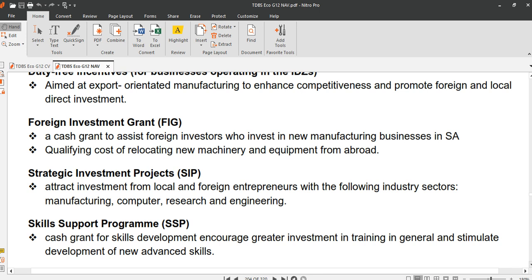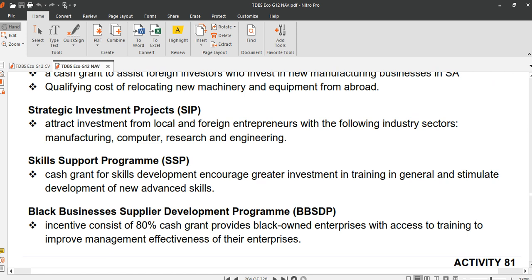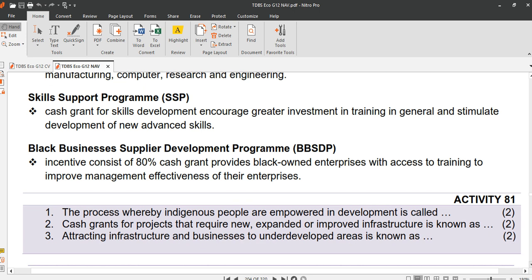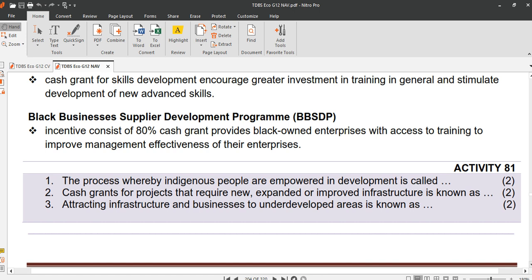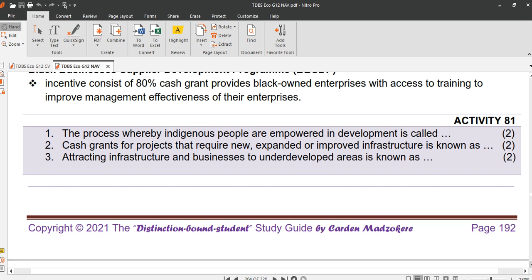Fifth incentive is Strategic Investment Projects, SIP. It attracts investment from local and foreign entrepreneurs in the following industry sectors: manufacturing, computer, research, and engineering. The sixth one is the Skills Support Program, SSP. Cash grant for skills development, encourage greater investment in training in general and stimulate development of new advanced skills. The seventh and last incentive is the Black Business Supplier Development Program, BBSDP. This incentive consists of an 80% cash grant and provides Black-owned enterprises with access to training to improve management effectiveness of their enterprises. We have finally come to the end of our lesson.